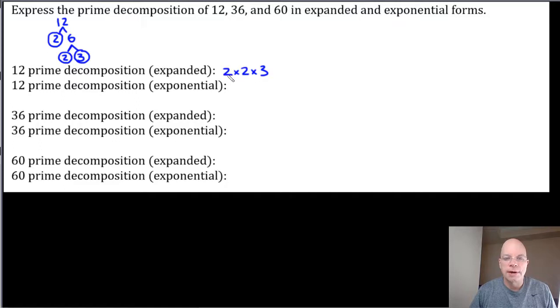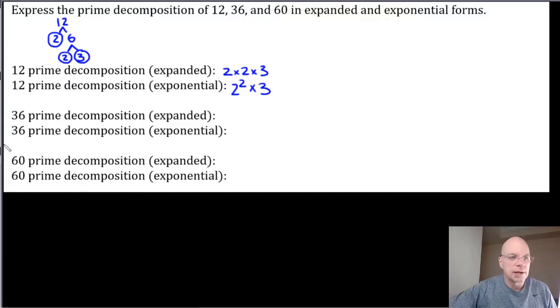And so if I have two 2's, that's 2 to the second power multiplied by 3. If I wanted to show an exponent for the 3, I could put a 1, 3 to the first power, but we don't usually do that. If there's no exponent showing, it's 1 by default.